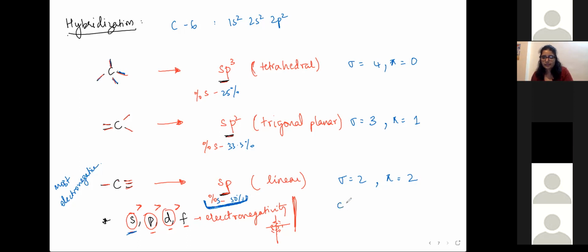So let's say you have ethene versus ethine. If this bond is broken versus if this bond is broken, which carbon can hold on to the electrons better? Ethene or ethine? Ethine. Fine. Ethine. Yeah, Rishad? Yes, ma'am. Ethine, right?